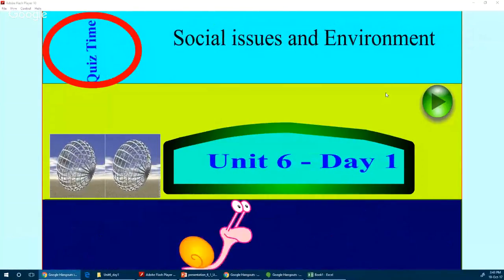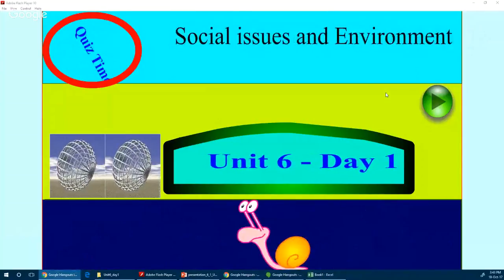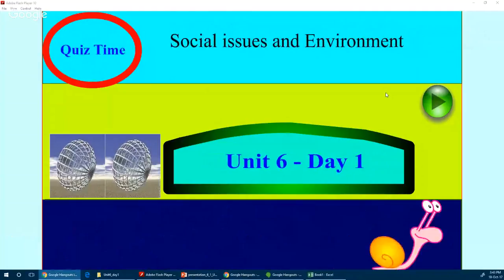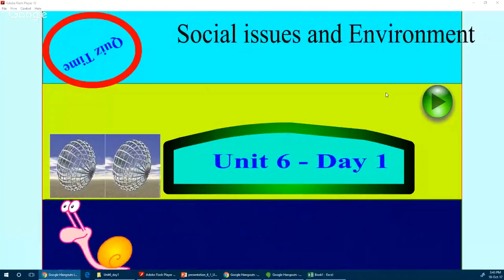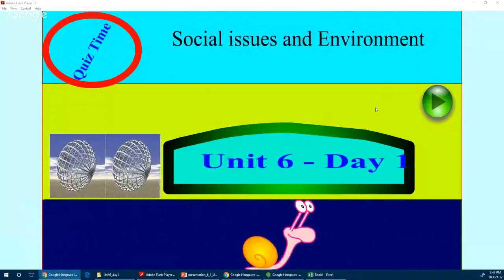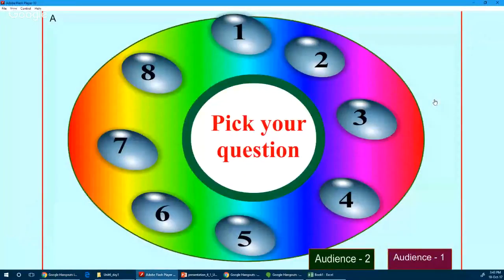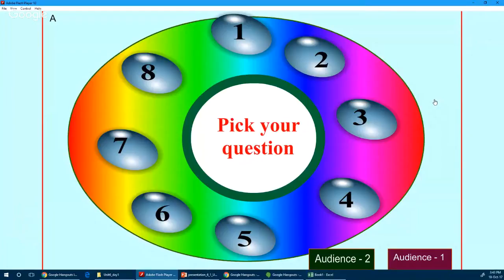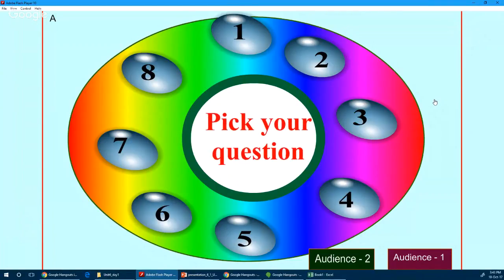Well, what you are seeing on your screen, the quiz window, is based on the class which we did today. Now you have got the 8 questions in the main window, numbered 1 to 8. You can pick any of the questions and I will display the question. You can give the answer. Then we will check whether the answer is right or wrong. In case any discussion is needed, we can discuss the answer.